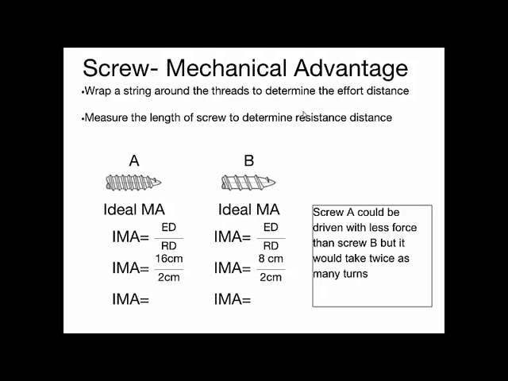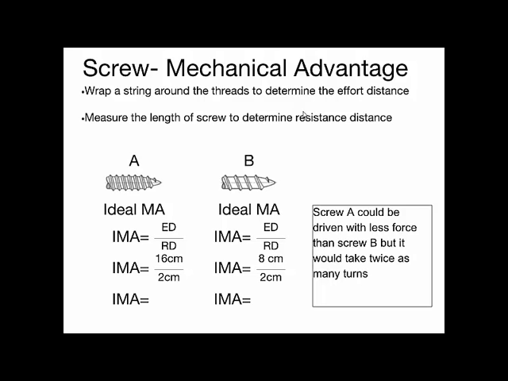So one of the things that you're going to do for those screws that I'm passing around is calculating their ideal mechanical advantage. So if I look at this screw, how could I find the length of this inclined plane? I can't unravel it. Try to measure the length of one of the threads and then multiply it.